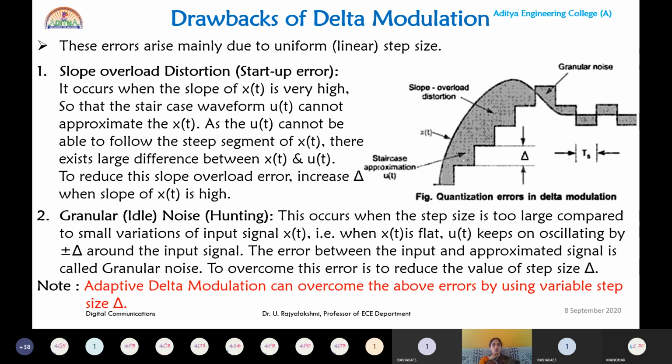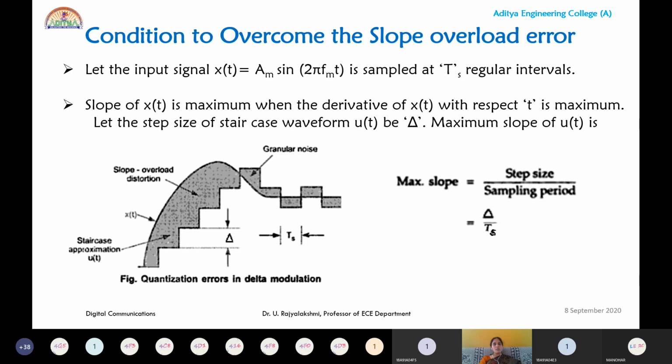Now let us go to the next slide. I think up to this point we studied in the last class. Now let us go through the noise evaluation. Let us see the condition to overcome the slope overload distortion. Already we said what the slope overload error is: it occurs when the slope of the message signal x of t is very high compared to the slope of u of t, the staircase waveform. So how can you overcome that problem? If we maintain the slope of x of t as less than the slope of u of t, you can overcome this problem.